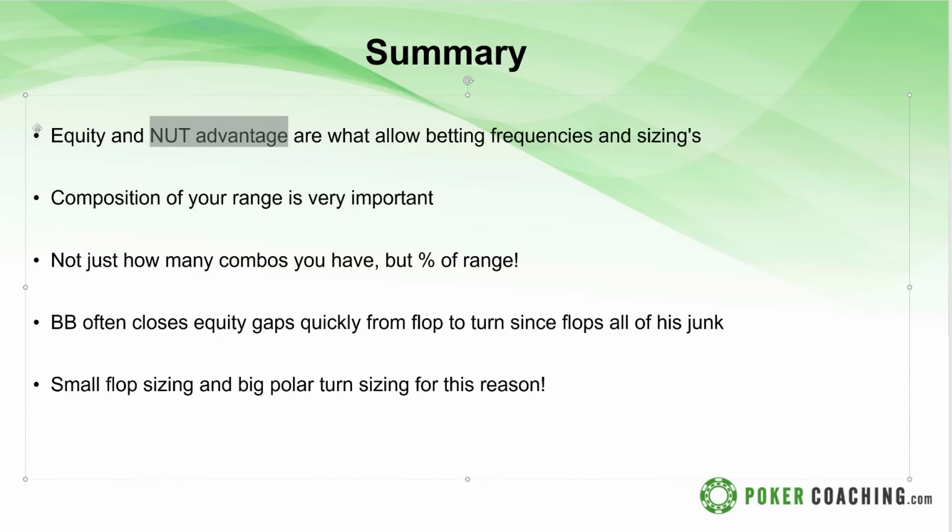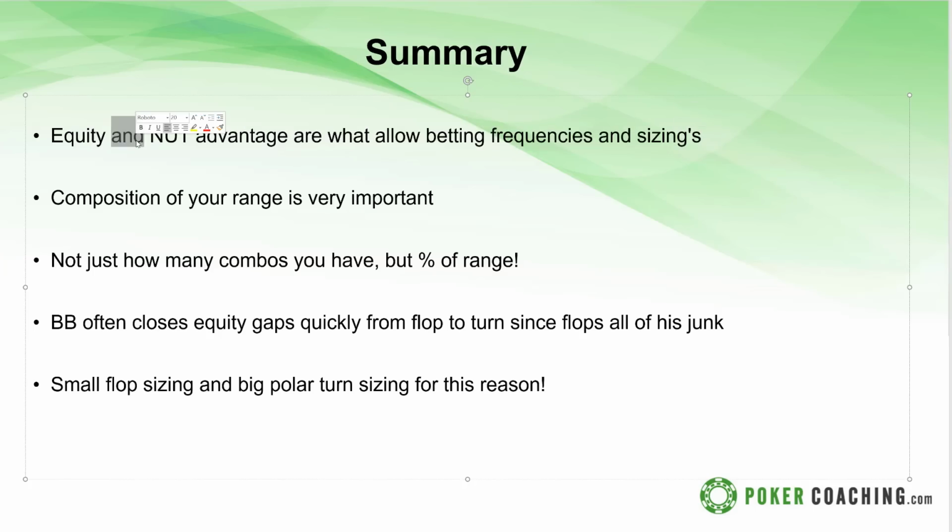There was the example on the ace of clubs. On the ace of clubs, the in position had a 7% equity advantage, but the big blind had so many flushes, and the in position just doesn't get to start betting everything because he doesn't have as many flushes as the big blind. So equity and nut advantage combined are what allow betting frequencies and sizings.